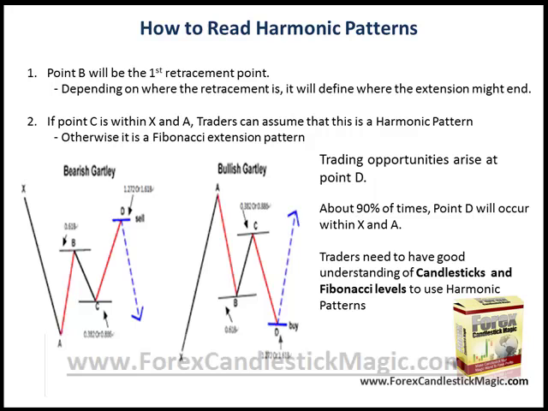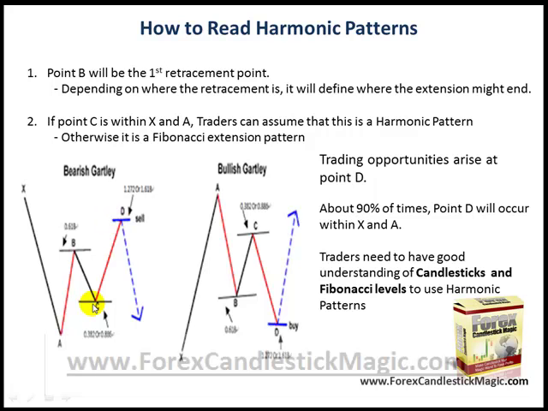Okay, so again, if you see here, this level C is within the X and A. This D level is also within X and A. So this is the biggest movement in Gartley and the Bat pattern. The point B is 61.8 of this level. Point C can be anything: 38.2, 50%, or 61.8 of the A and B movement.